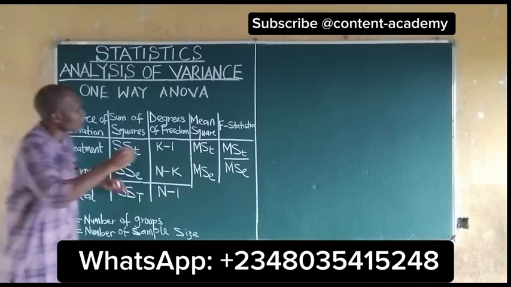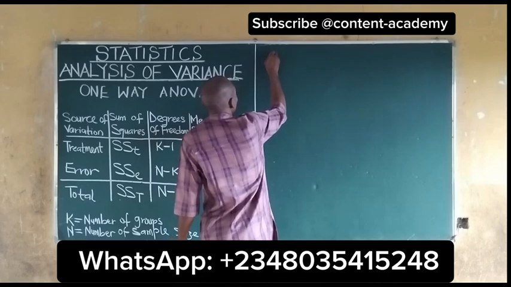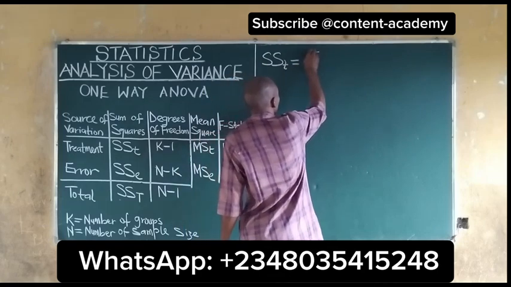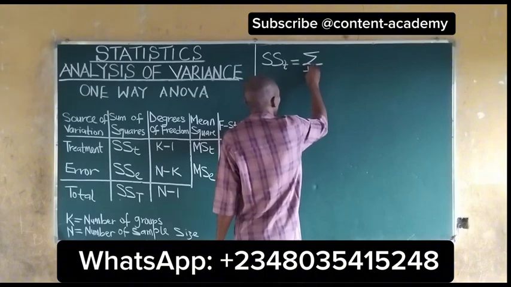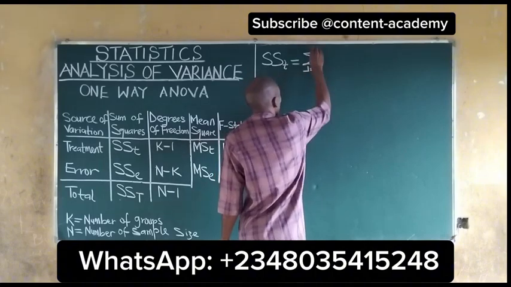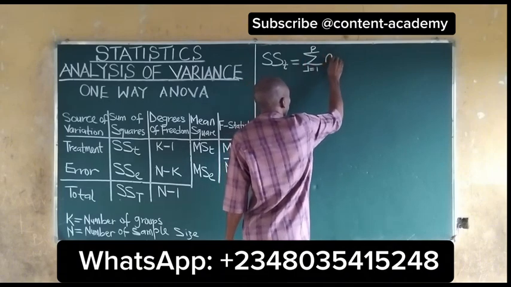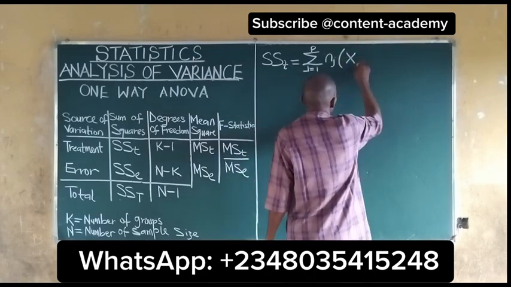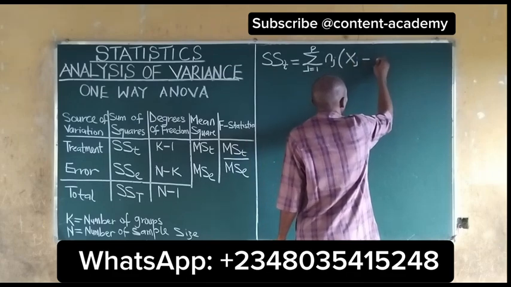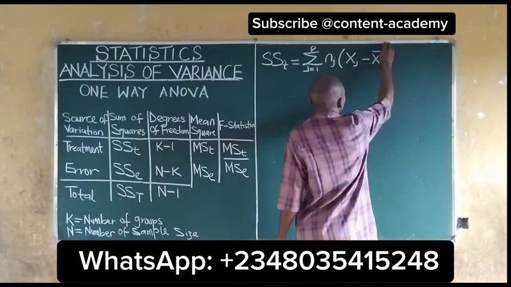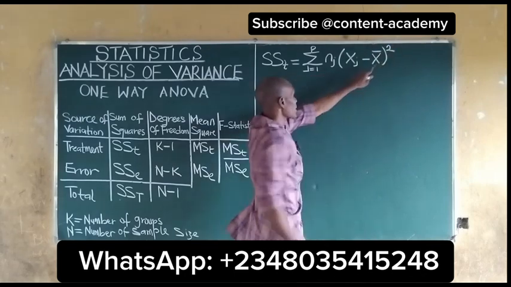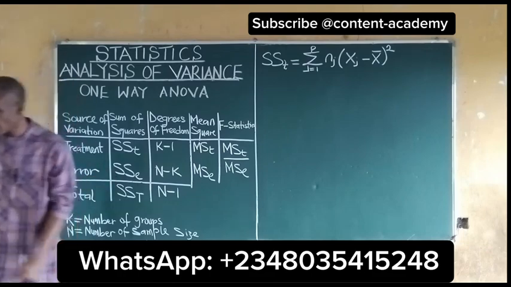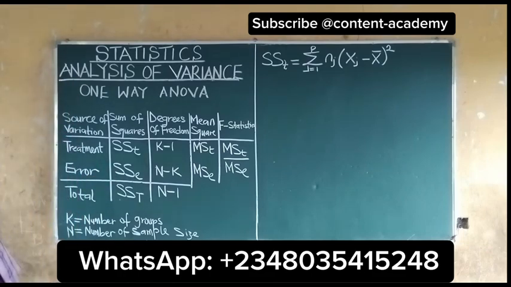The next thing we have to do is to define the sum of square treatment. The sum of square treatment is equal to the summation of j running from 1 to k of nj into xj bar minus x double bar, squared. This is the grand mean. The next thing we'll find is the sum of square error.